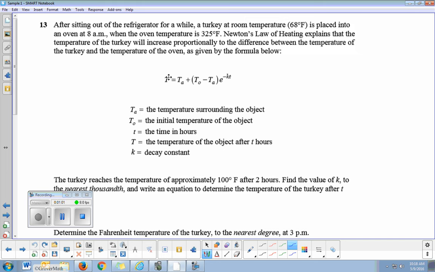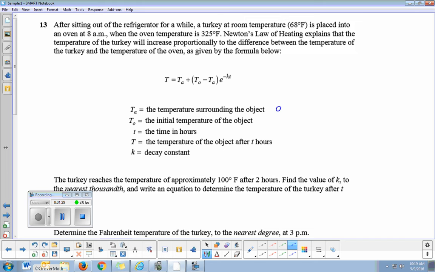So T that it starts with is the temperature of the object after t hours. So capital T is the temperature of the object, and lowercase t is t hours. So like in 2 hours, the temperature is 70 degrees, something like that. Of course, that's not really, well, we'll see. T sub a is the temperature surrounding the object. So that's the temperature of the environment, in this case, the oven temp, which is 325 degrees.